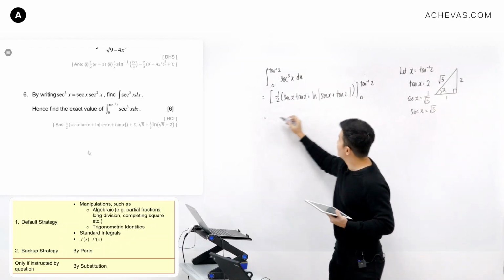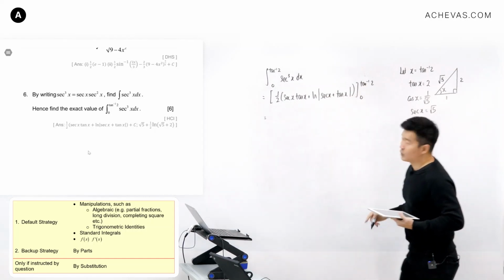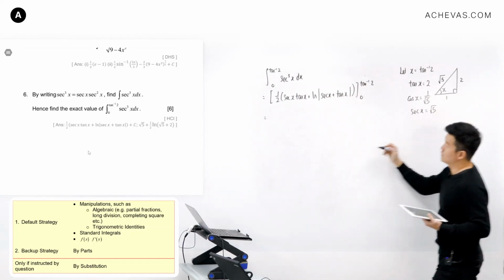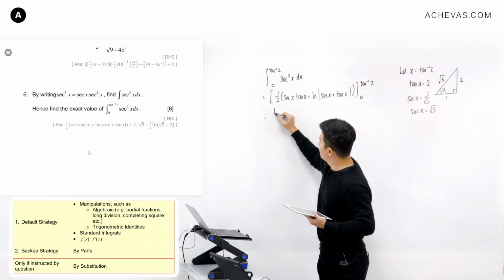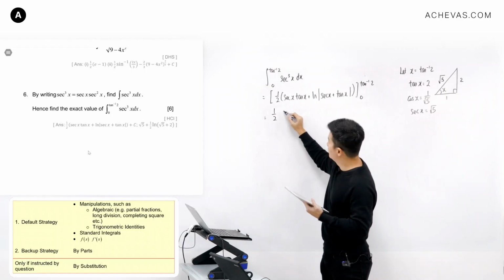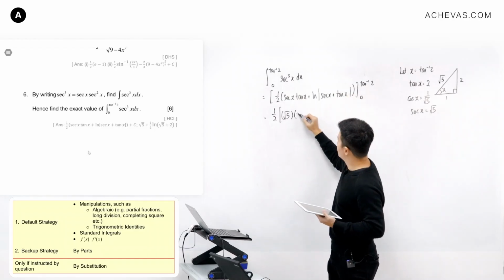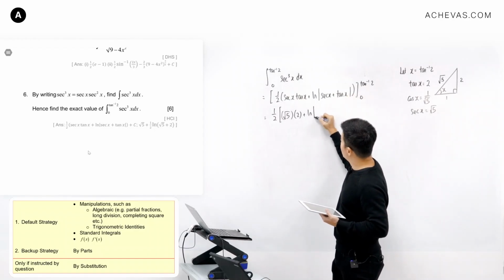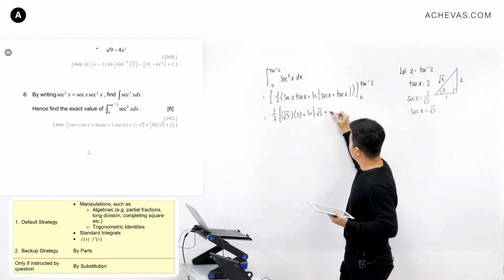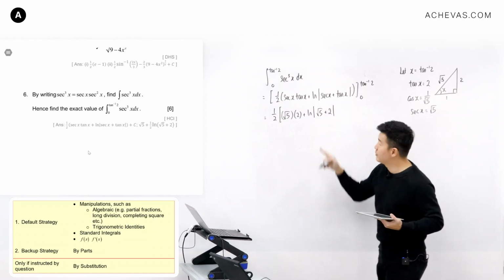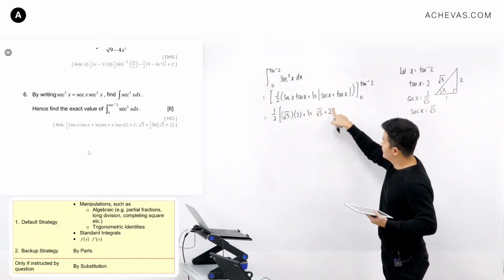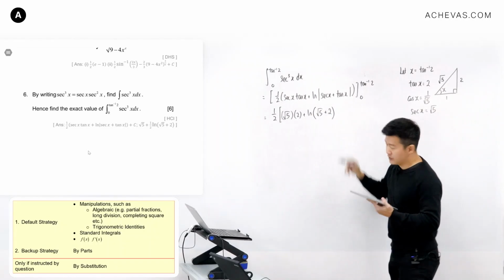So substituting this in, we are going to be having a secant x, which is square root of 5. So half of square root of 5, tangent inverse 2 is 2, plus ln. This is going to be square root of 5, this is going to be 2. It is a positive number, so we can remove this modulus, replacing it with a curved bracket.